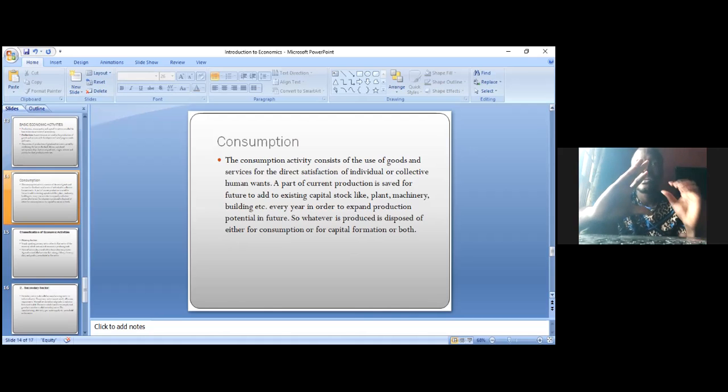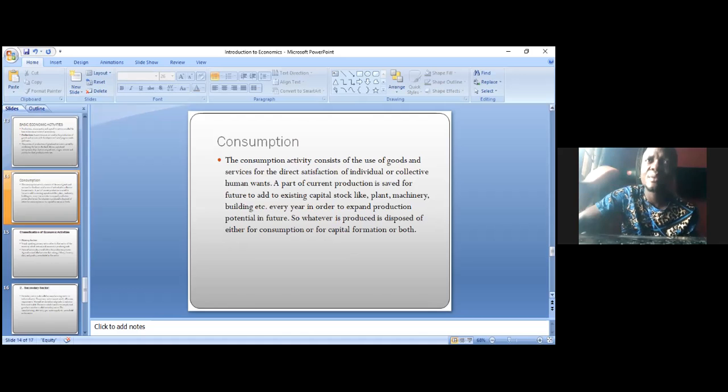That's the use of goods and services. How do you make use of the goods and services? Consumption is not about eating alone. If you are buying a car, it is consumption because you are using it. If you are buying clothes, it's consumption. If you are buying shoes, it's also consumption. If you are buying food, it's consumption. So consumption is the use of goods and services for the direct satisfaction of individual or collective human wants.